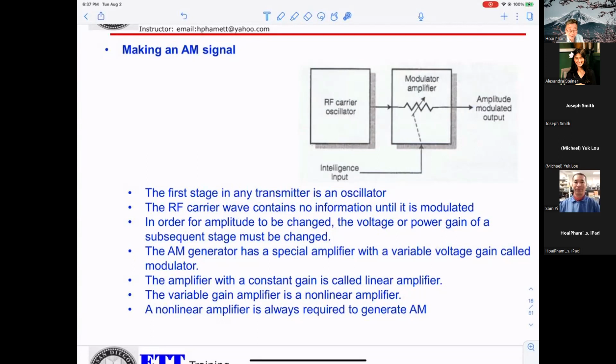The non-linear amplifier means the gain will be changed automatically. Okay, so that's why you can see they draw the arrow here. They're telling you the gain can automatically change.